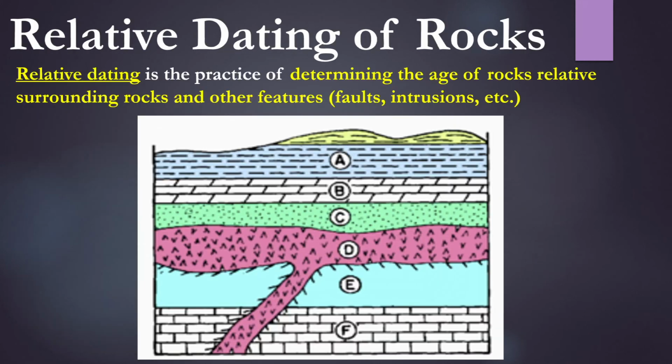Okay. And all of this has been relative dating. All of these, putting things in order, trying to figure out the age of things relative to other things, that's all part of what's called relative dating. Determine the age of rocks relative to the surrounding rocks and other features in the area. That's what relative dating is.